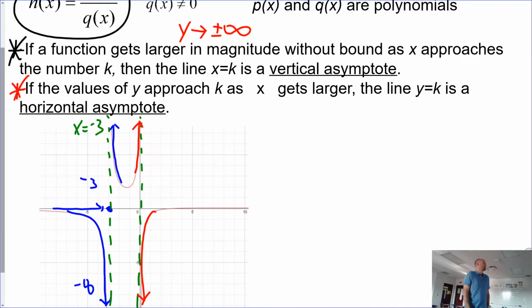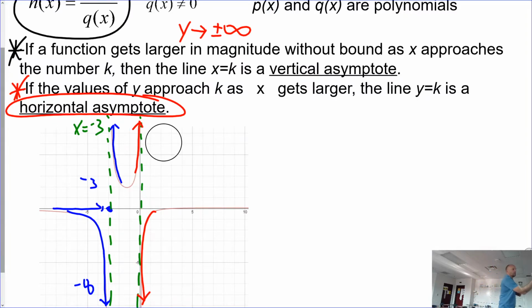The next one. If the y values approach a number as the x values get large, so now we're talking about the ends of the graph, as x goes out towards positive infinity, or as x goes towards negative infinity, if the y values get closer to a number, we have a horizontal asymptote.